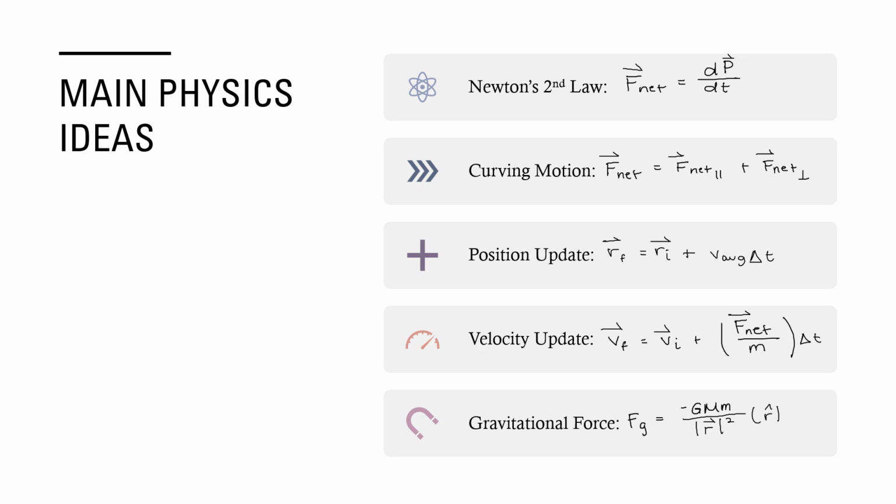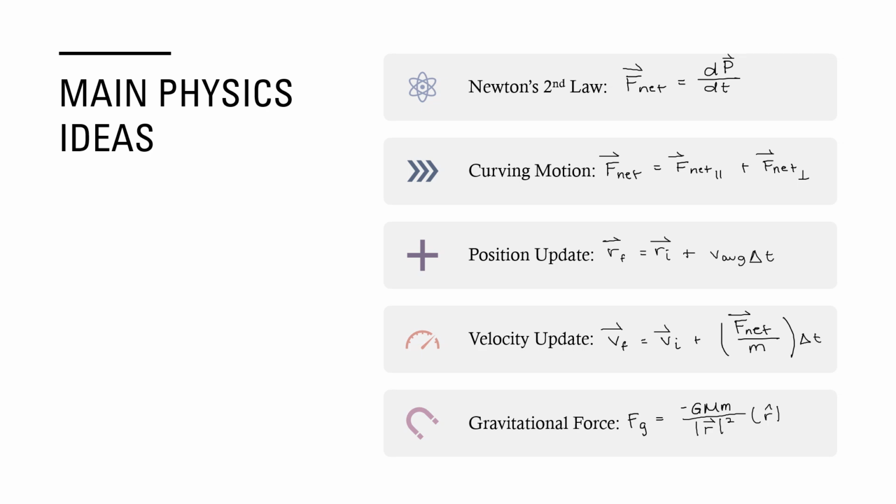So these are the main physics ideas presented here. We use the second law so that we could update the momentum. And so we use that so we could find the change in the parallel and perpendicular forces, so we could go ahead and graph them with the computational model. And we use the curving motion for the first part of coding.